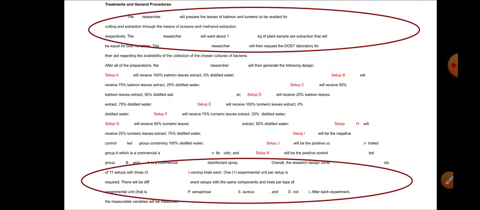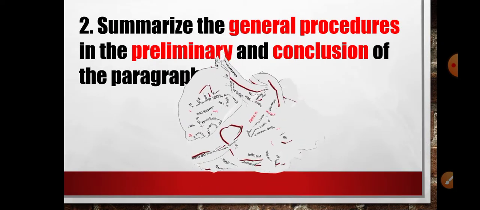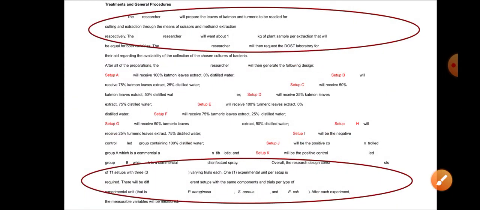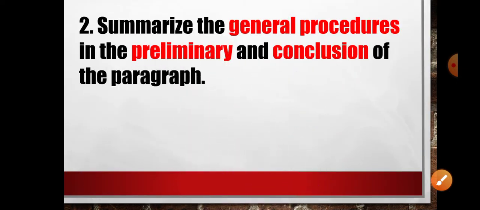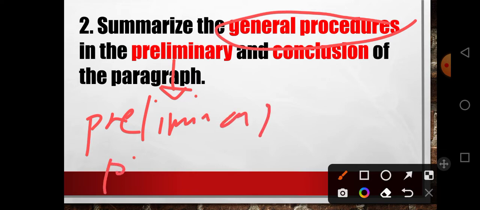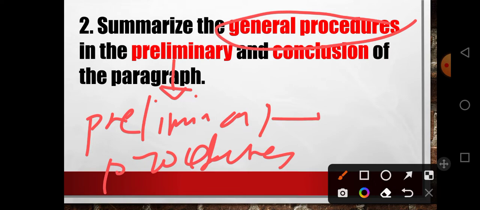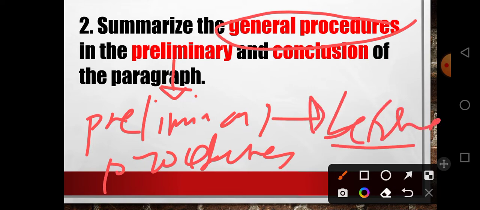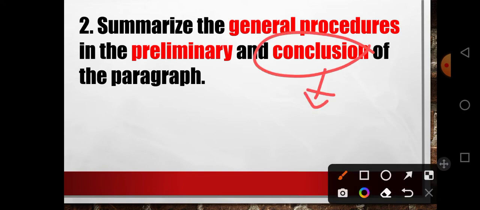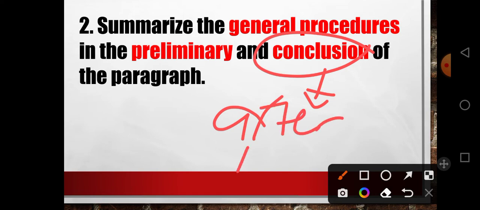Okay, so if the middle part of our treatments and general procedures is considered to be the treatments, the preliminary and the conclusion parts of our treatments and general procedures are actually the summary of the general procedures. Okay, so the preliminary part is the preliminary procedures of your study. So what should be done before the conduct of the treatments. Okay, and then the conclusion is what should be done after the treatments.